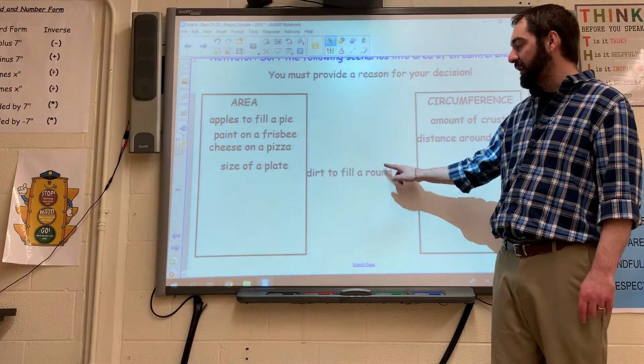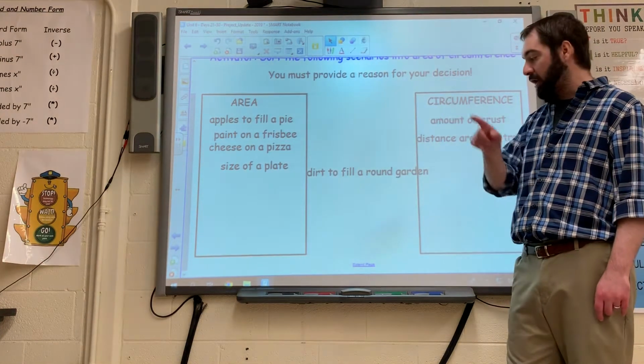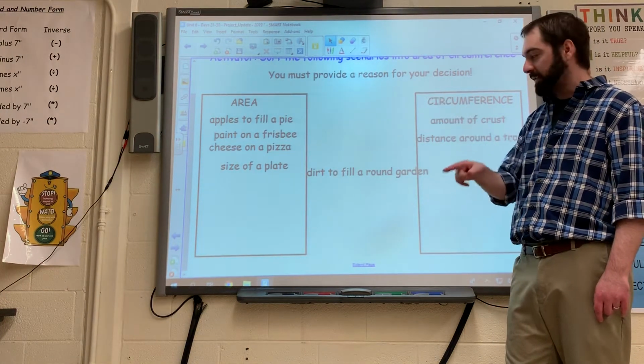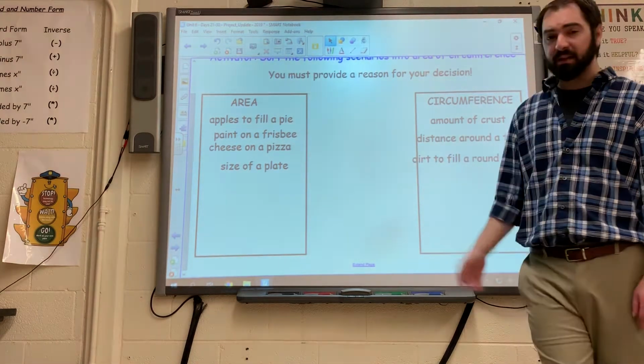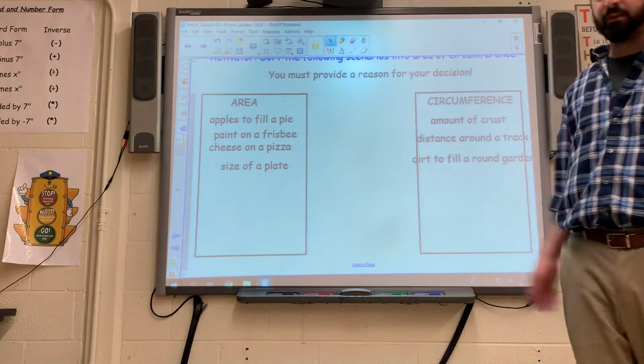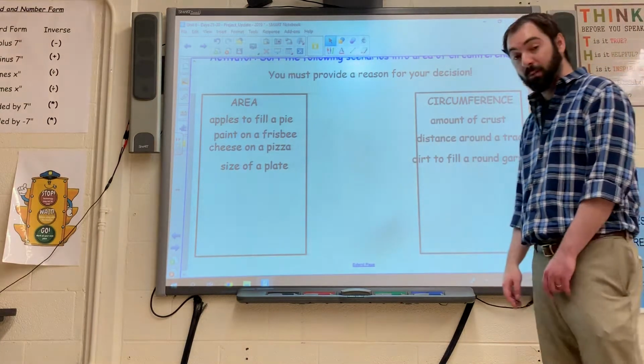And then the last one here, dirt to fill around the garden. Again, we're filling just the outside of a circular garden, so that must be a circumference problem. So take a couple seconds, even if you have to pause the video, make sure you have these filled out so that you have them to use later today and tomorrow.